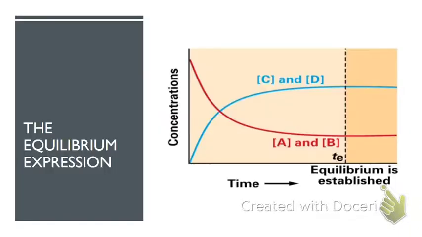Okay, this is the example. We're going to talk about the equilibrium expression. You've got reactants and products. A and B are going to be your reactants. C and D are going to be your products. And you see that obviously you start out a reaction with more concentration of reactants, and little to none of the products. And then as time goes on, reactants are decreasing, products are increasing, and then they level out. And that's where the equilibrium state is reached.